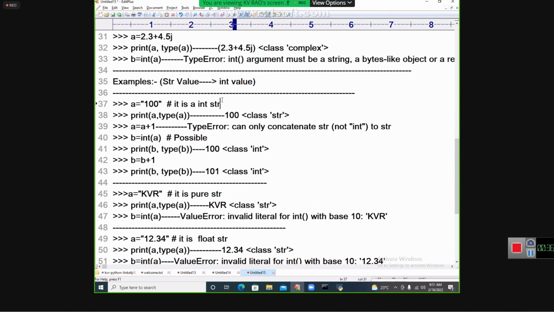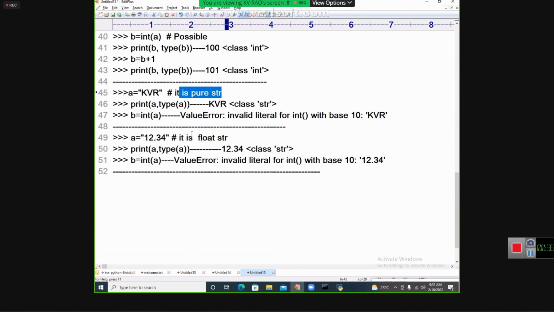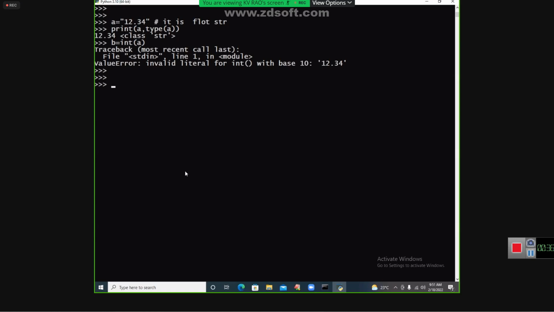I am covering str with int values, pure str, and float str. Still I will cover one more example. Give me some time, I will boost you like anything. a is equal to true. Print of a. It is called bool str, and it prints true. Now I am asking b of what?